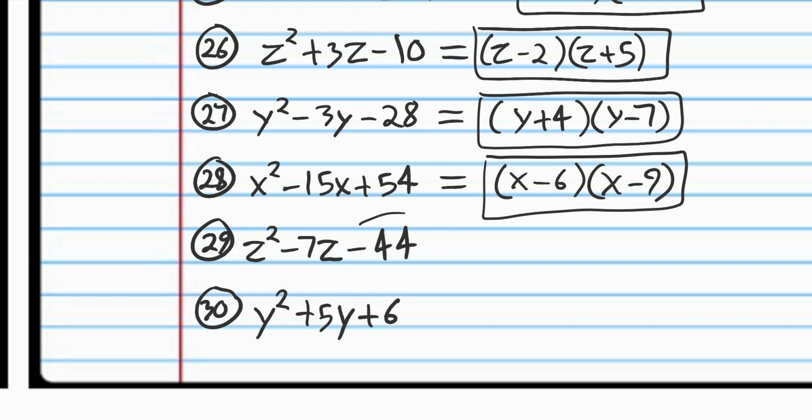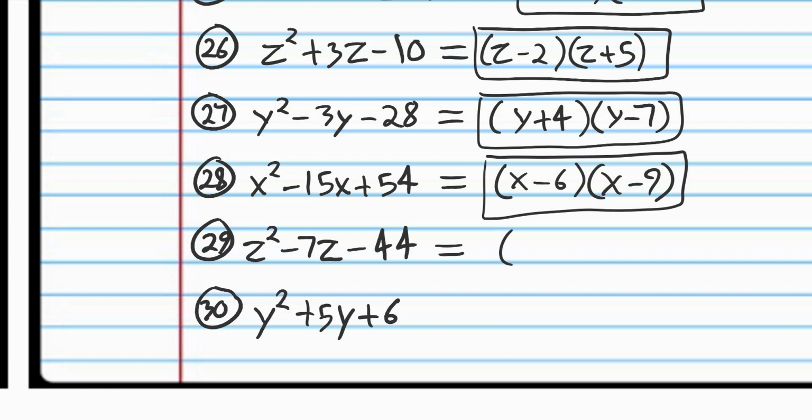It's just a negative times what two numbers multiply to negative 44 and add up to negative 7. So there's going to be a lot of different variations, but you can just try your best to figure out what those two numbers would be. So try 29, and when you come back, we'll do it together.